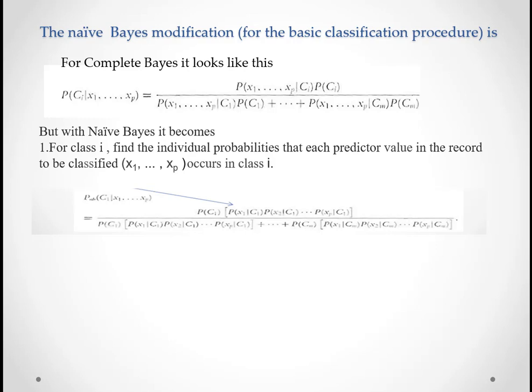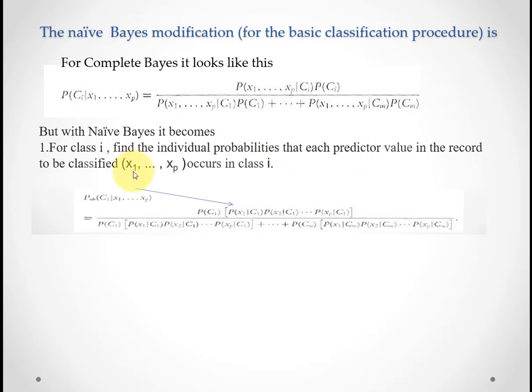Okay, so let's see what this is saying. For each class i, if we're talking about the weather data, we would be talking about play or not play, so we choose one of them. Maybe we're talking about play, so Ci would be play, or C1 would be play. And then find the individual probabilities that each predictor value in the record to be classified.